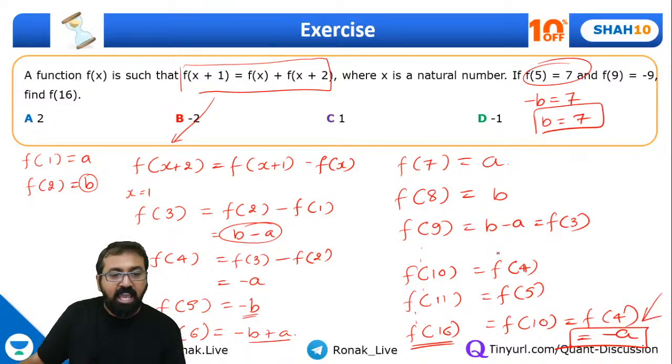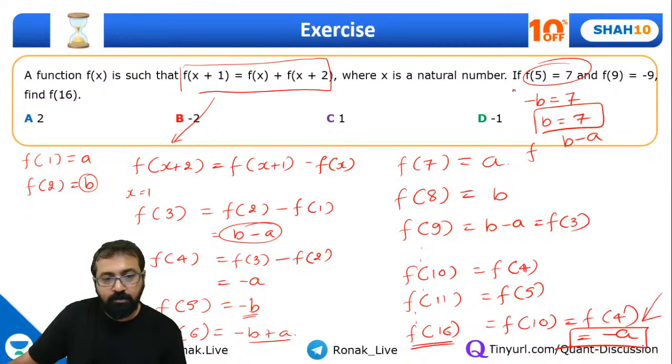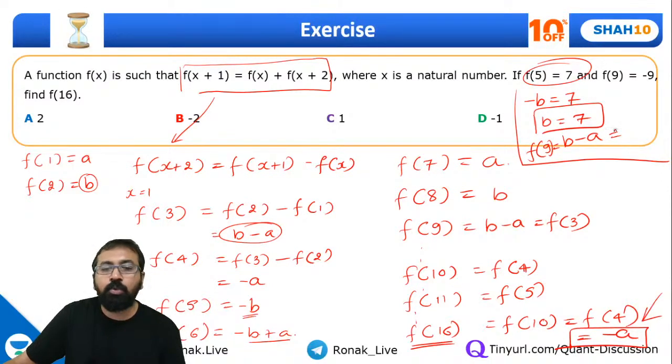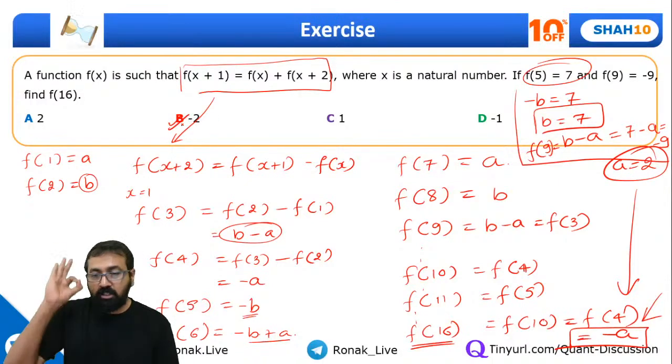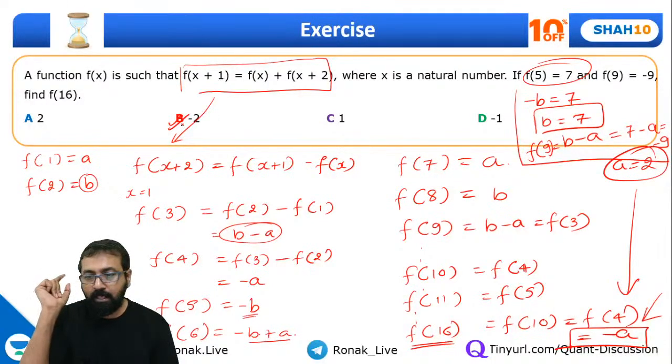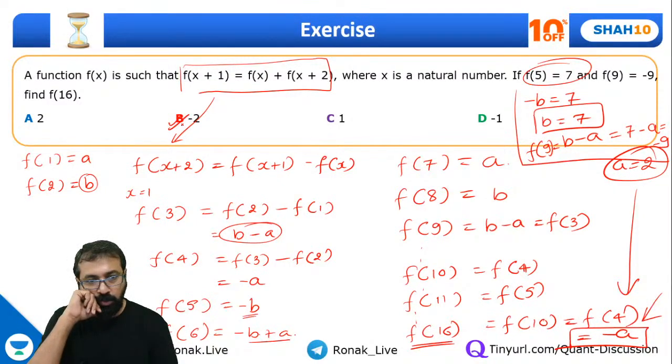That's one thing. F of 9. What is f of 9? B minus a. F of 9, which is equal to b minus a, which is equal to minus 7 minus a, which is equal to minus 9. So of course I got a as 2. If a is 2, then minus a will be minus 2. Are you all clear now, everyone? Yep. Okay, great.